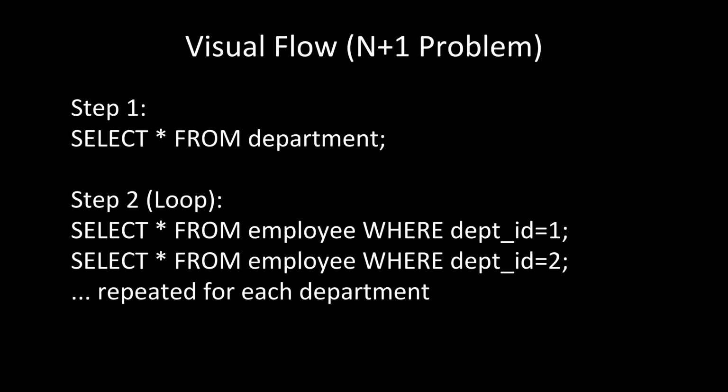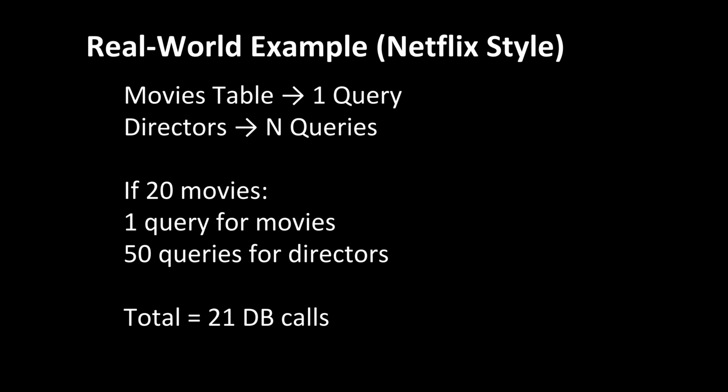Now let's take a real-world example: Netflix. When you open the Netflix homepage, it shows a list of movies. Now imagine, first query loads all movies. Then for each movie, another query is fired to get director details. So if there are 20 movies, one query for movies, 20 queries for directors, total equals 21 queries. Now imagine millions of users. This becomes a serious performance issue.